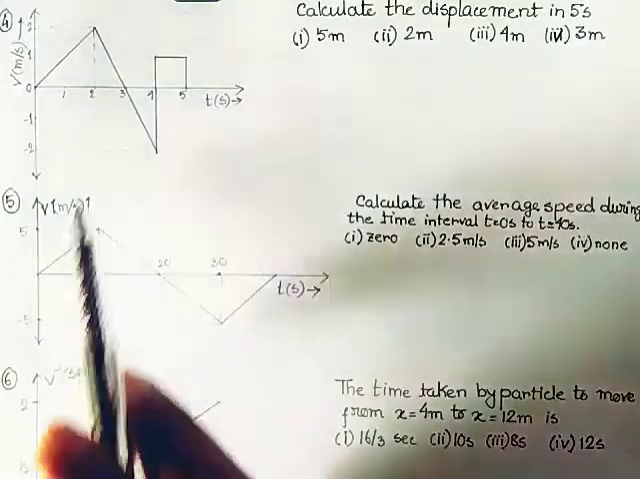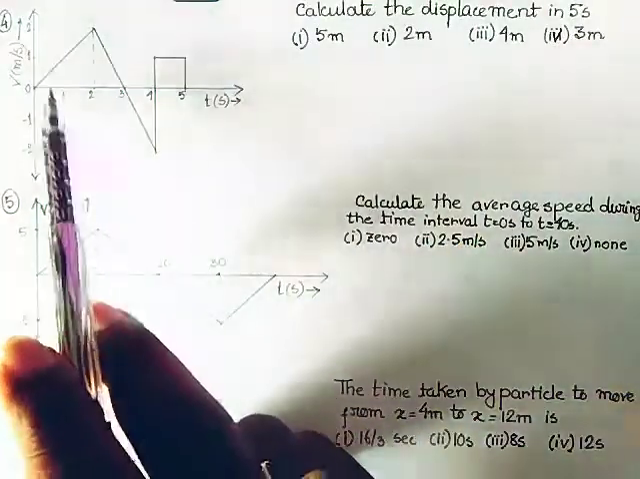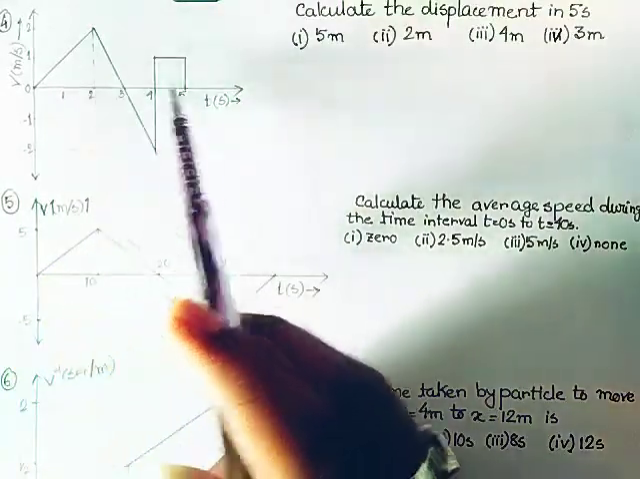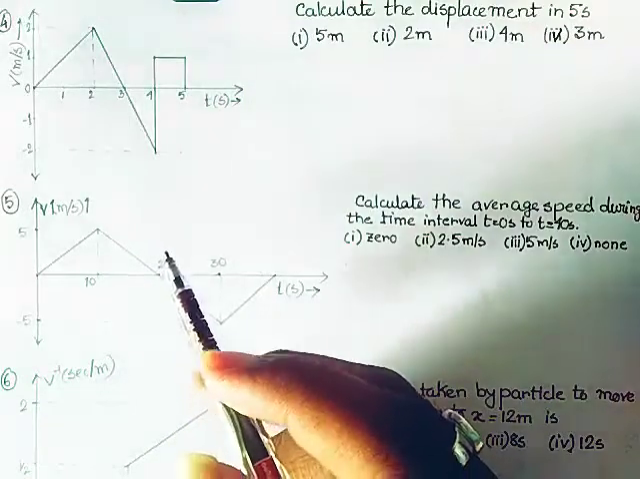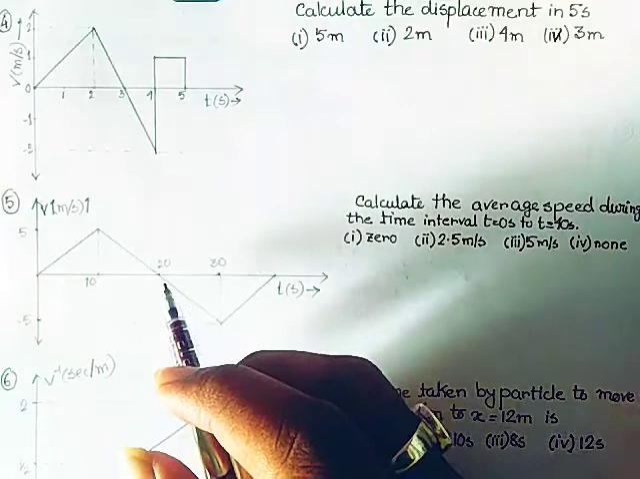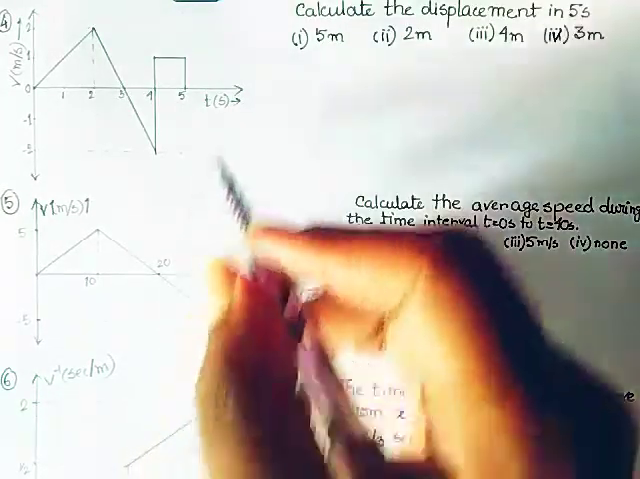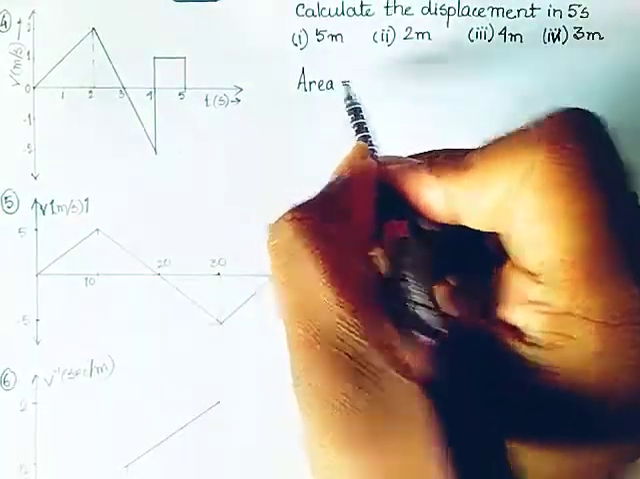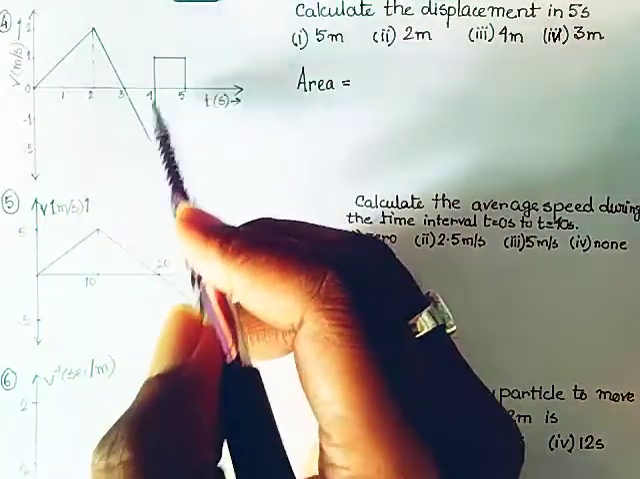In this question 4, calculate the displacement in 5 seconds. So from here to here it is 5 seconds. Some part of the graph is above the time axis, on the upside of the time axis, and some part of the graph is downside of the time axis. So when I am calculating displacement, at that time you have to be concerned about all of these things. Basically displacement is giving us the area, and the area is a combination of several types of geometrical shapes.